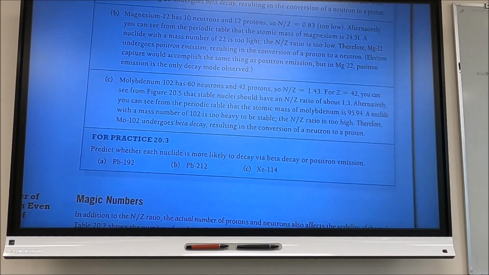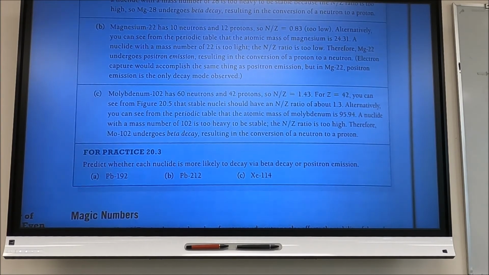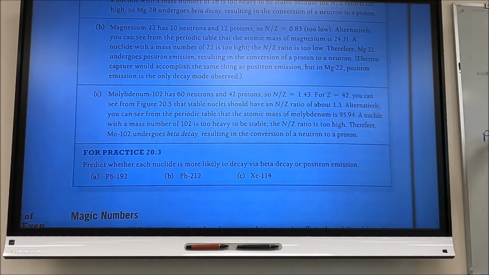It says, predict whether each nuclide is most likely to decay via beta decay or positron emission. So we're looking at lead 192, lead 212, and xenon 114. So I'm going to write those down, okay? Lead 192, lead 212, and xenon 114.